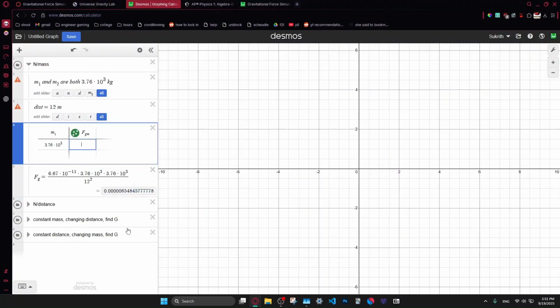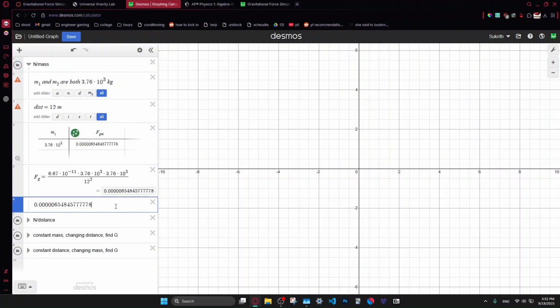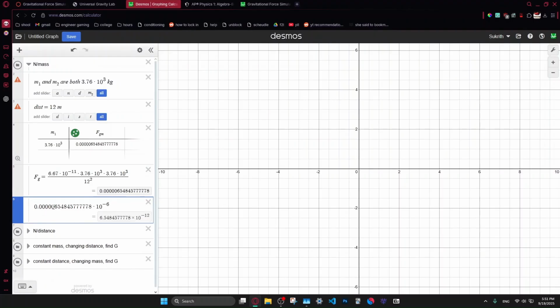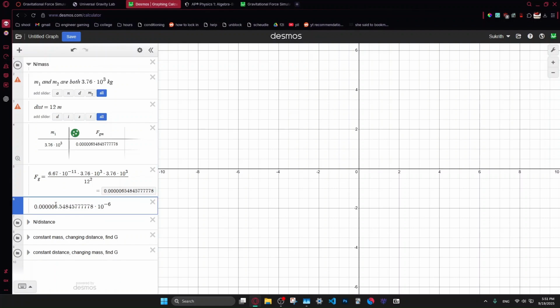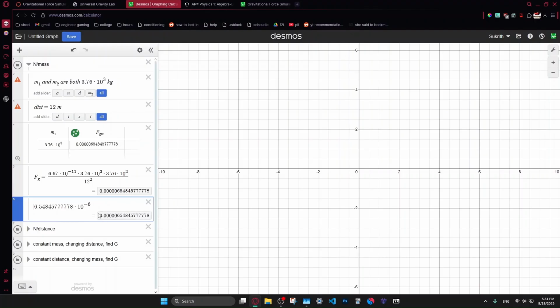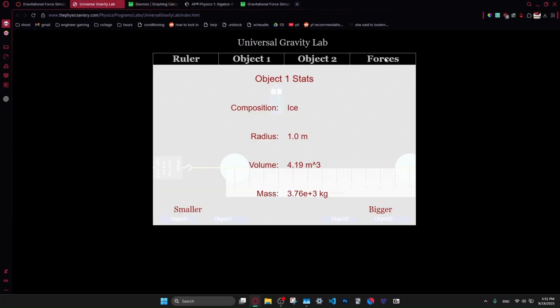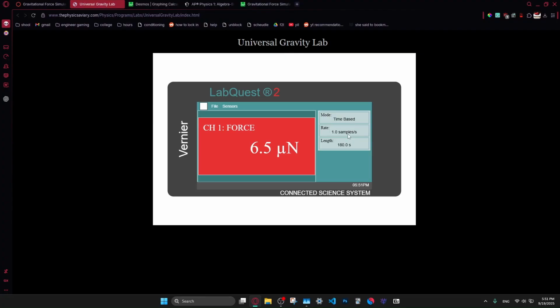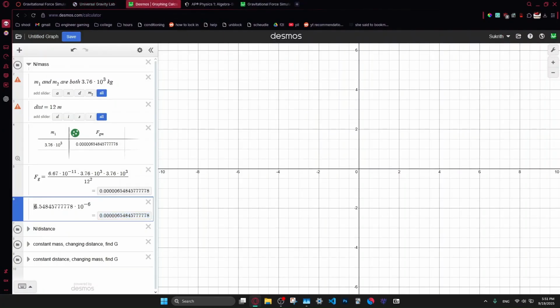That will give us our force value that we're going to put in over there. And if you really want this in micronewtons, just to check if your answer is similar to what the calculator gives you, just do this, and then take away 6 here. So 1, 2, 3, 4, 5, 6. It should be about 6.5 micronewtons. Look at that, 6.5 micronewtons, except with more precision, because that's cool. So there we go. That is our first value.